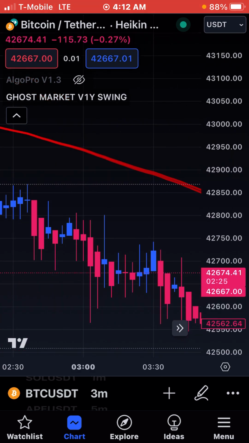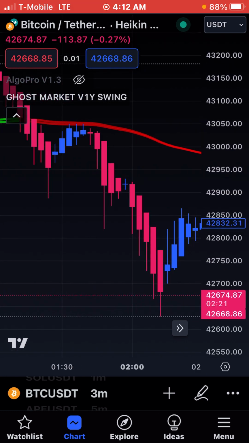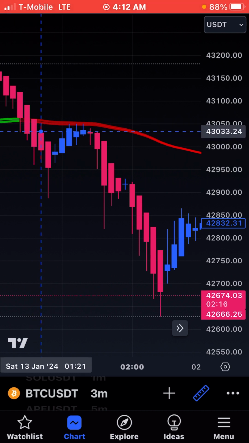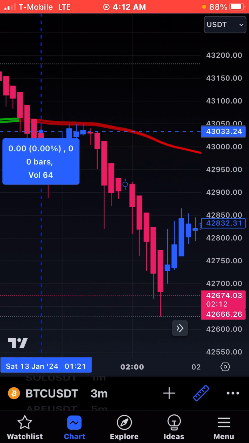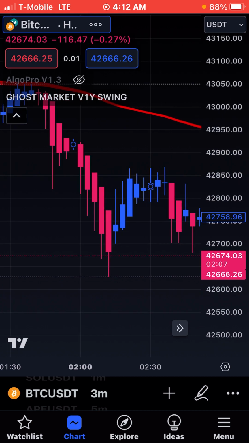So if we follow this entire run, right here, if you went from green to red, if you came in right here, let's just say the first candle below the line, and if you just rode all this out, this would be profit right here, but that's not what I'm talking about.